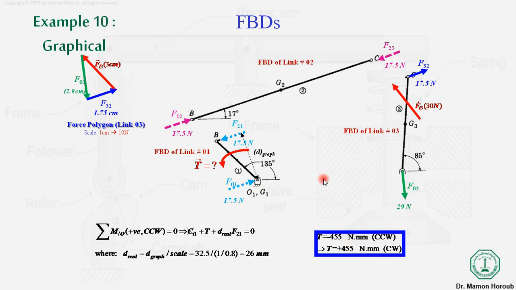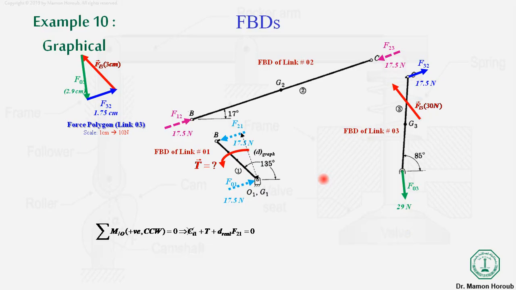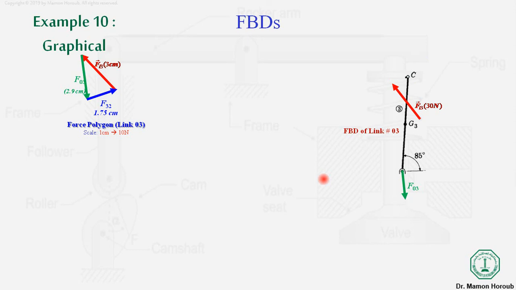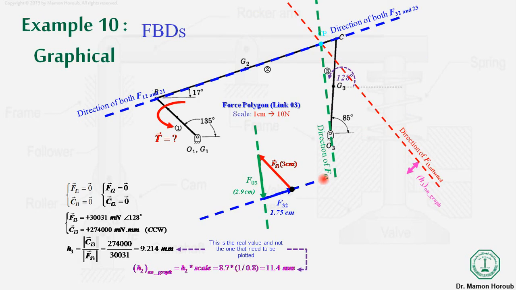So this is how we solve this problem. We started from link 3, because with link 3 we know the direction, and we also know the magnitude of the inertial force that was exerted over here. So we started from link 3 and solved the force polygon.